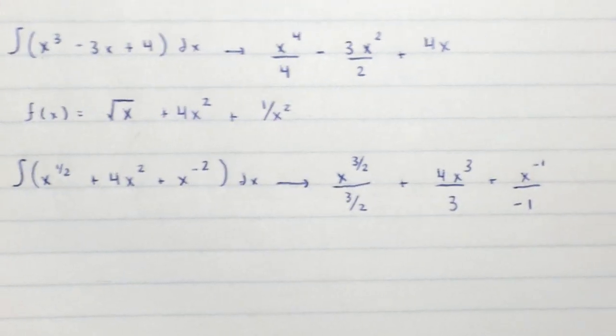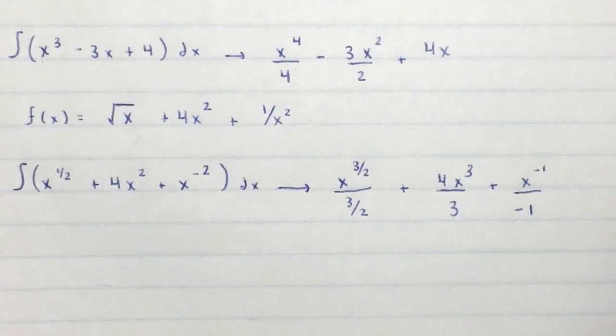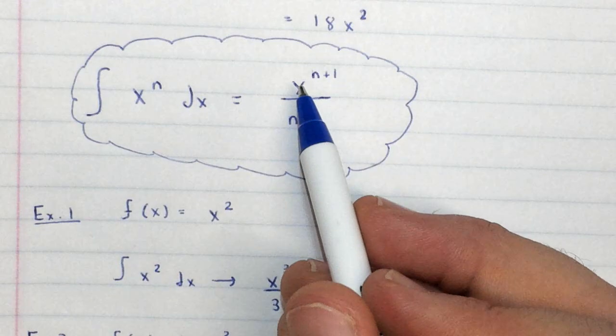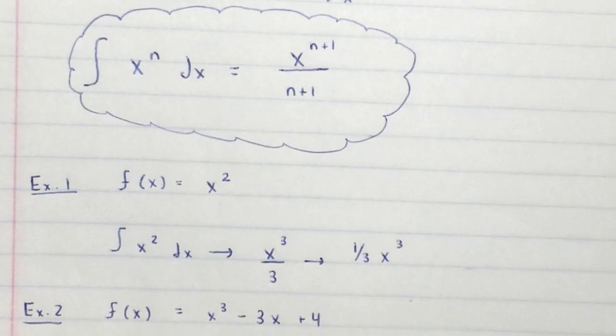Wait, so it's always going to be, the exponent's always going to go to the bottom? Yes, that's what my rule says. Integrating, it's going to add, and then divide by that added exponent.